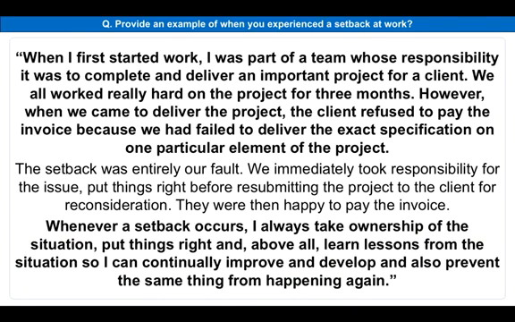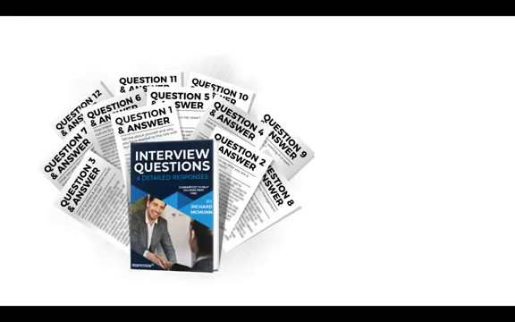Now, whenever a setback occurs, I always take ownership of the situation, I put things right, and above all, I learn lessons from the situation so I can continually improve and develop and also prevent the same thing from happening again. Now, whatever response you use, that final part, whenever a setback occurs, I always take ownership of the situation, put things right, learn lessons, and then make sure I improve and develop so it doesn't happen again, is the important part in my opinion. It's a positive indicator of how you work, okay? So that's the important part in my opinion, is how you respond to the setback.